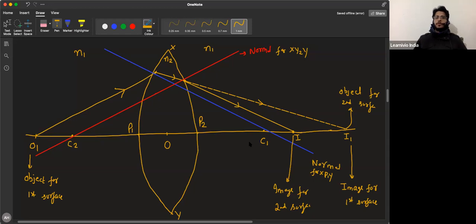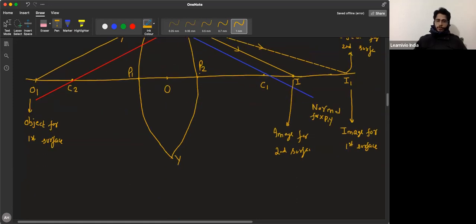Now we have to derive the lens maker formula, the relation between the focal length and the radius of curvature. So let's first point out which is the object distance and which is the image distance. We will take all distances from the optical center. P1, O, and P2 are very, very close. So I'm writing thin lens approximation.